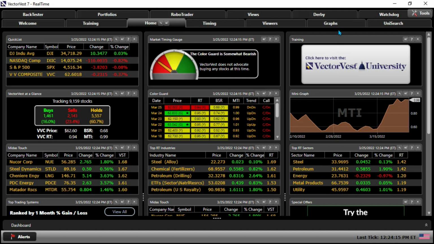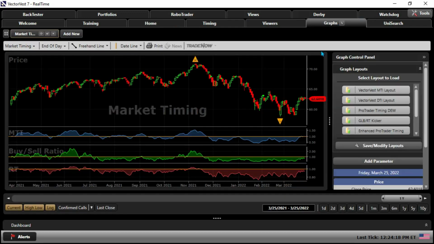We're going to go over to the Graphs tab. And from the Graphs tab, you'll notice that I have up the Market Timing Graph. From the Market Timing Graph, because we do time the market, we have several different market timing indicators to help you know when to buy based upon how you invest in the market. Let's start with the slowest, most conservative call, the confirm call. And when you get a confirmed up call, that's a good time to buy stocks.